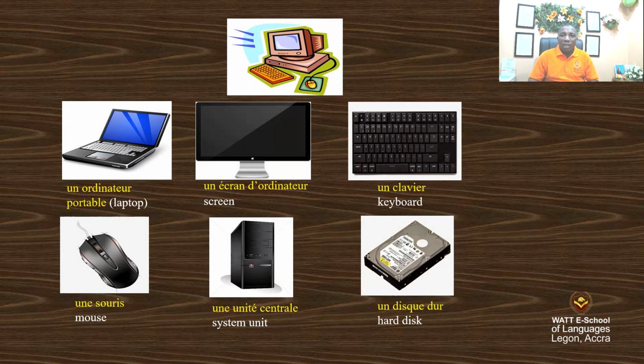Let's read the words again. Un ordinateur portable, can you repeat after me? Un ordinateur portable, un écran d'ordinateur, un clavier, une souris, une unité centrale, un disque dur.